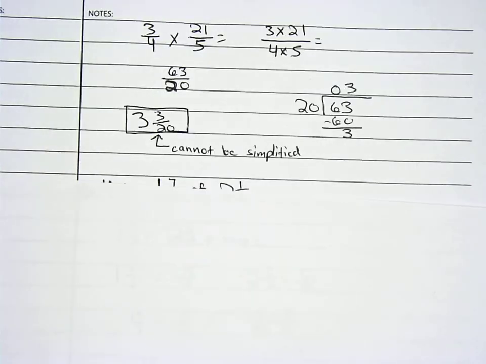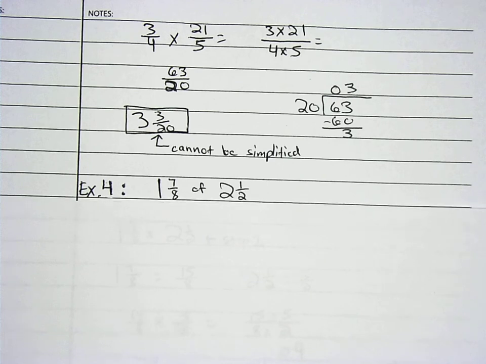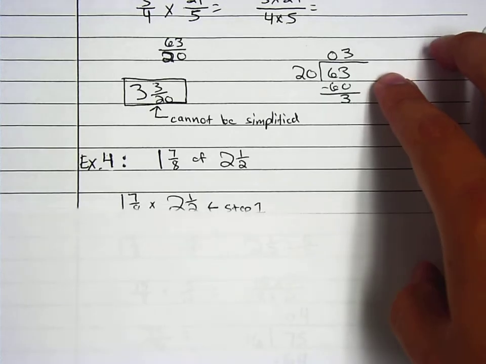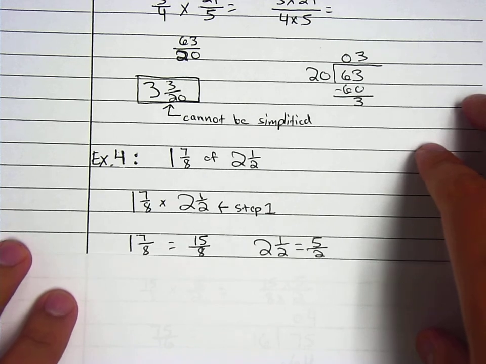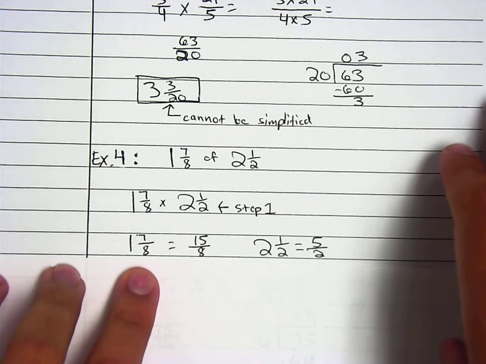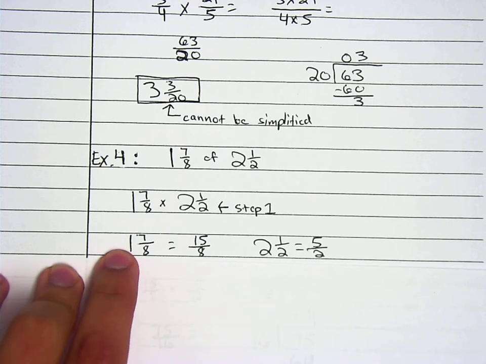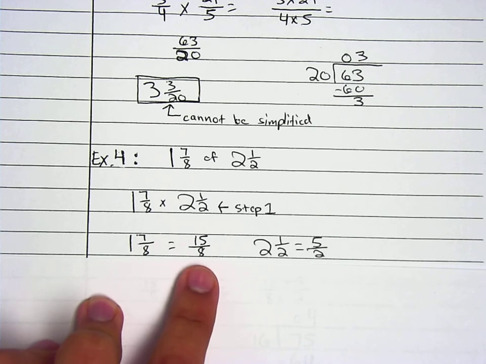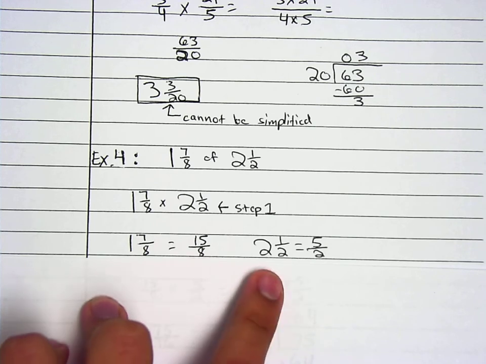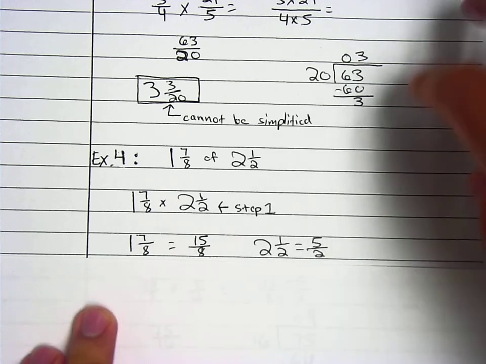Last example, we have two mixed numbers, 1 7/8 of 2 1/2. 1 7/8 times 2 1/2. Again, step 1, we have to check for improper. Step 2, we have to convert our fractions to improper. So again, we're going to take our denominator, multiply by our whole number, and then add our numerator. So in this case, 1 7/8 would equal 15 over 8. 2 1/2 would equal 5 over 2.